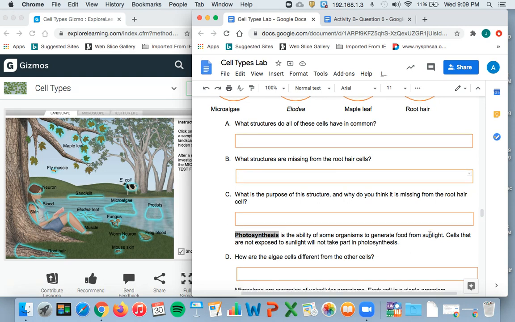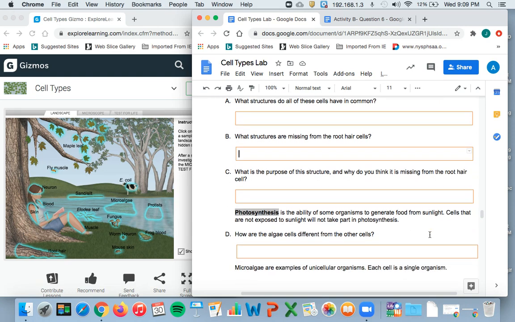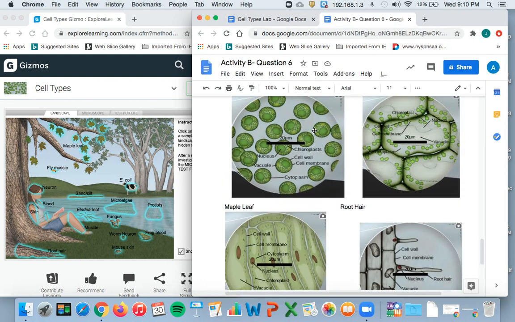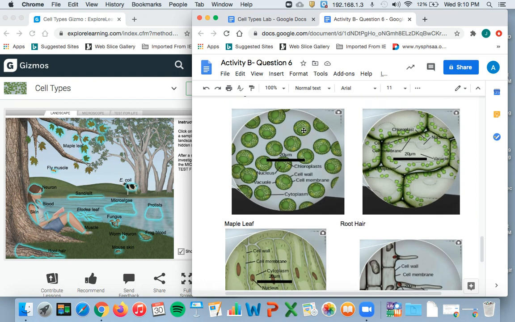All right, and our last part of this question, we're looking at the algae cells. How are the algae different from other cells? If we continue to read, it's telling us microalgae are examples of unicellular organisms. Each cell itself is an organism. So if we look at the algae, this right here, that's an organism. This is an organism. This is another organism. If we were to compare this to people, it would be like a group of people all hanging out with each other. These are all individual living things.